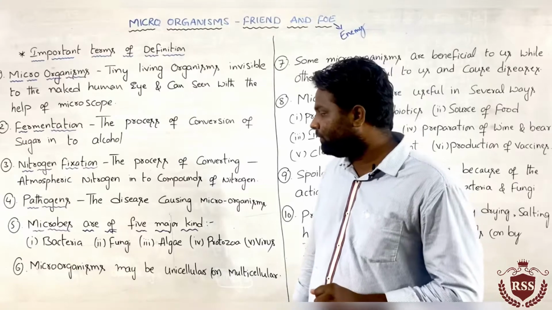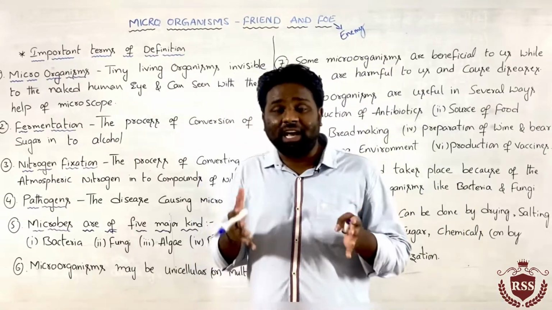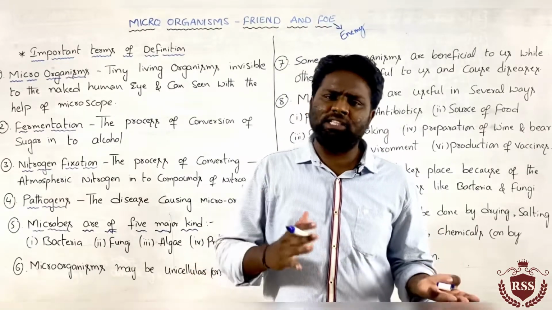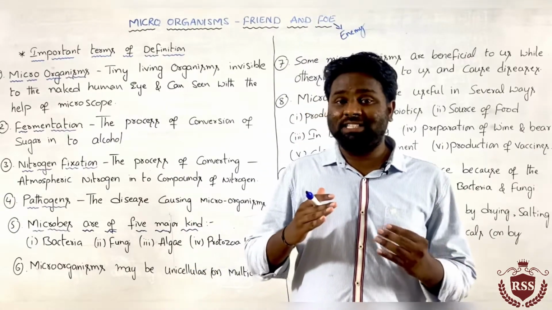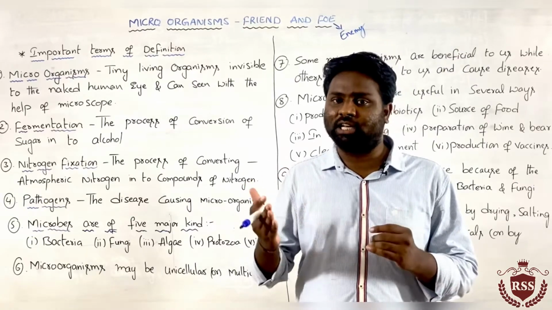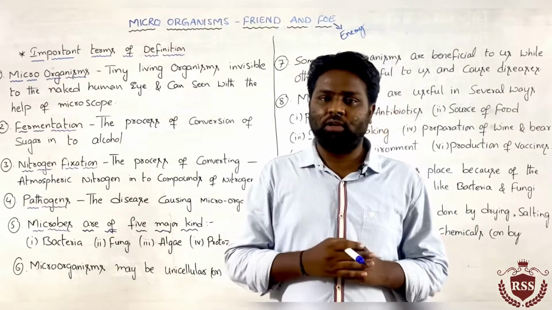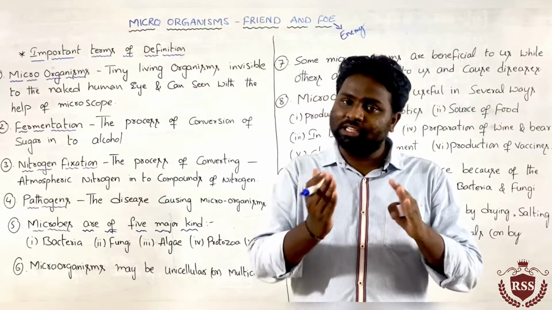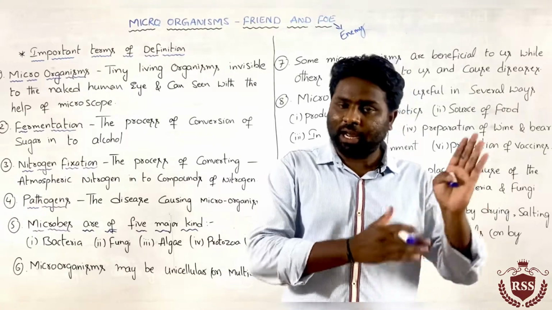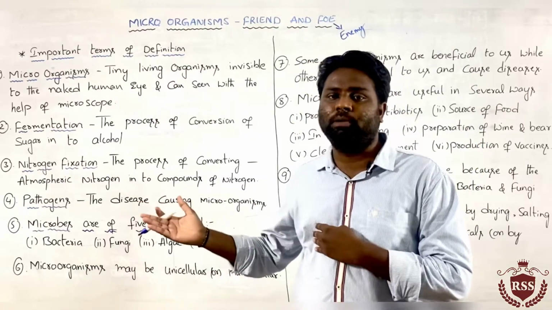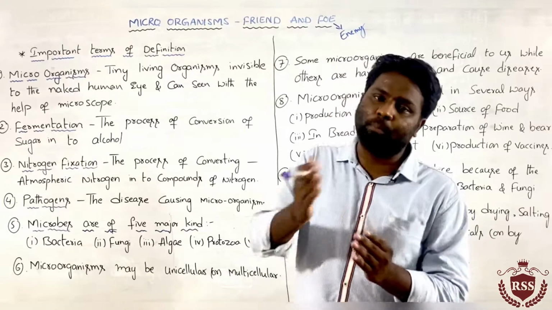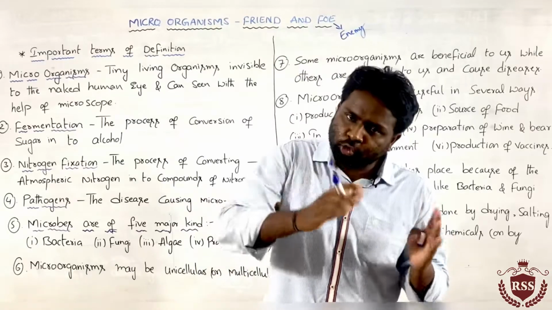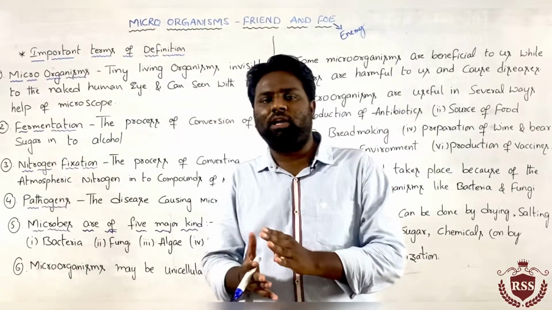Clear everyone? Then you know the fact that microorganisms are unicellular as well as multicellular. We already studied about the cell and its structure in the last chapters. Now you are getting the idea why I did cells and structure first, before coming to this chapter, because you have to know about the cell and its structure. In this way, microorganisms are both unicellular and multicellular. Clear everyone?